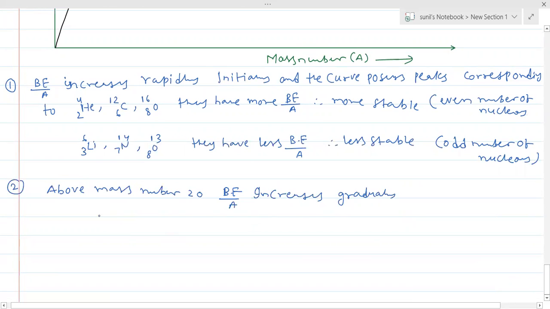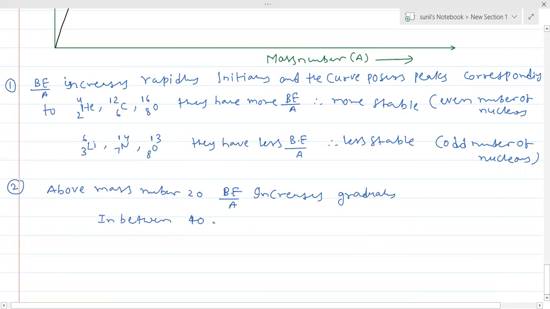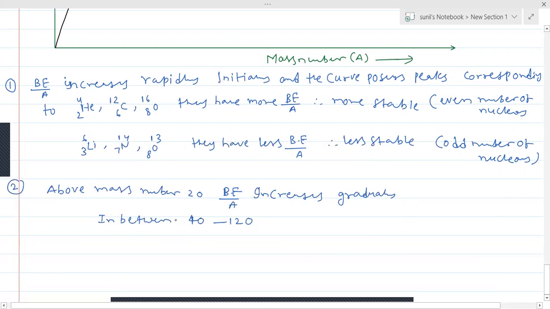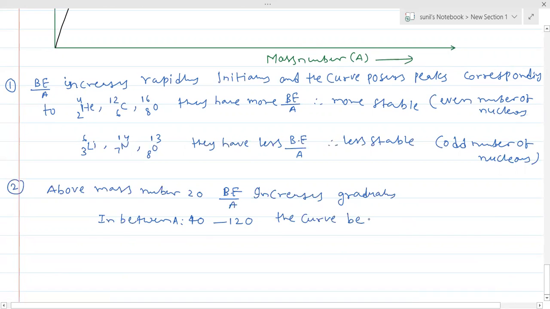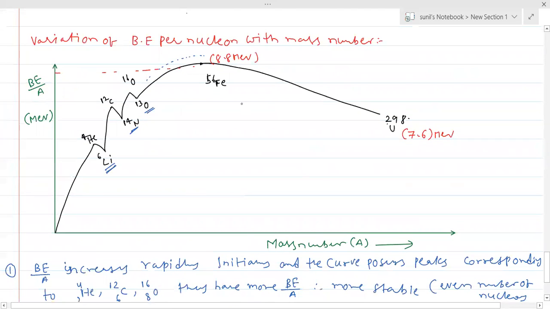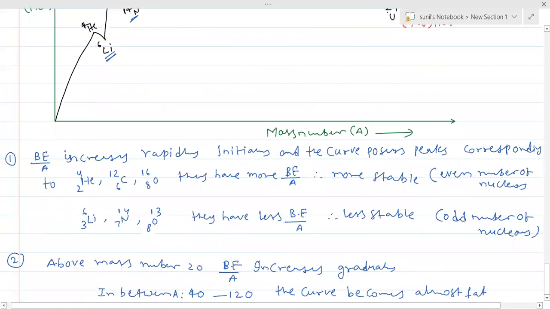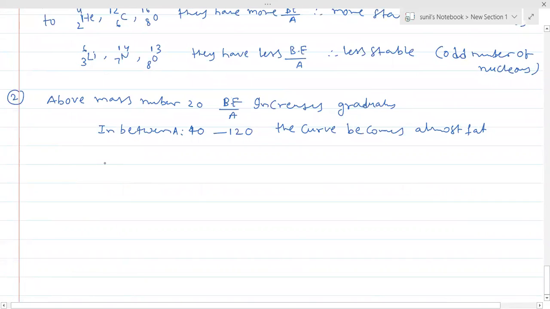And in between mass number 40 to 120, the curve becomes almost flat. You can see from the curve, suppose this is 40, so from 40 to 120, the curve is almost like a straight line. And this is a very important point.